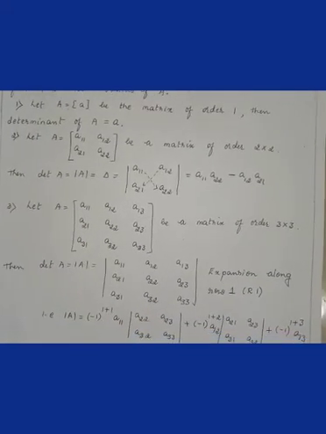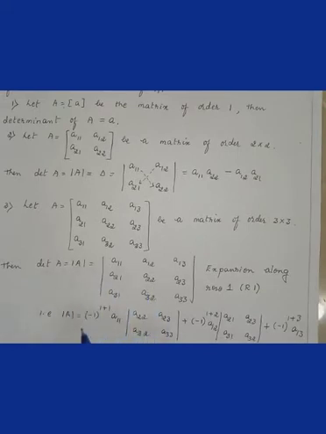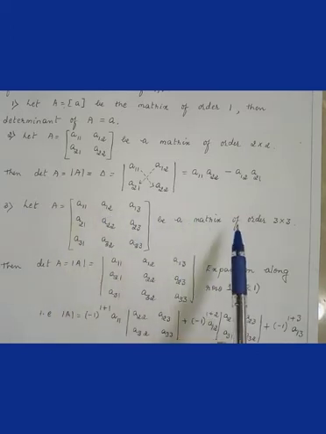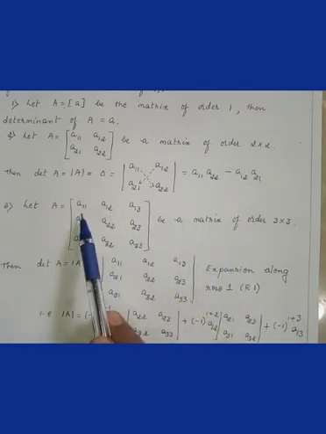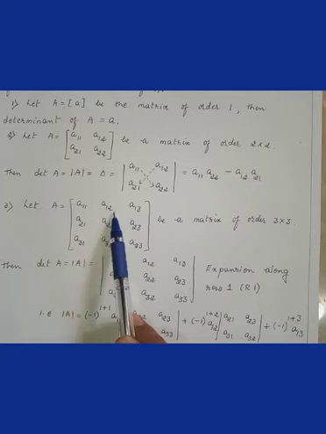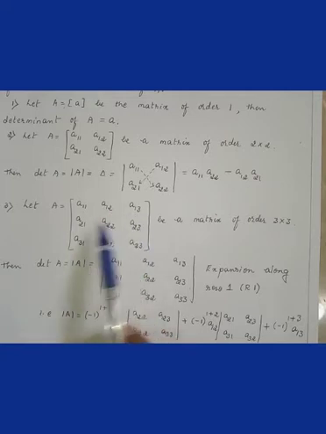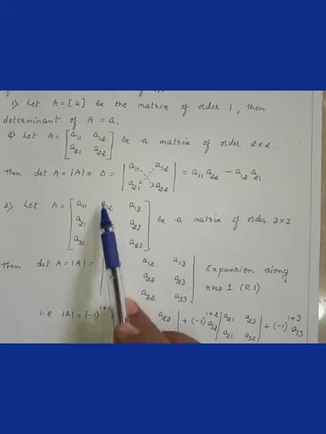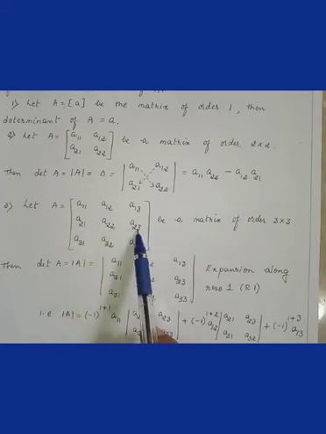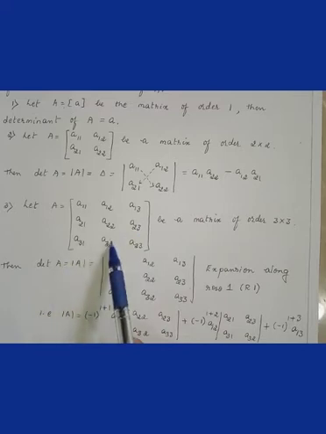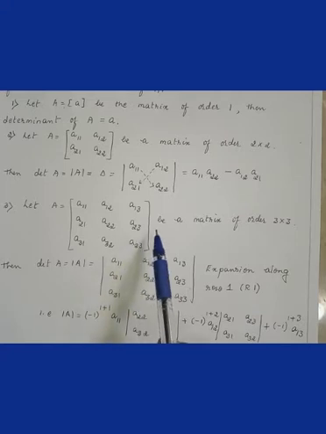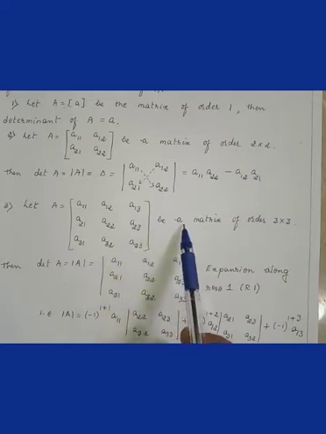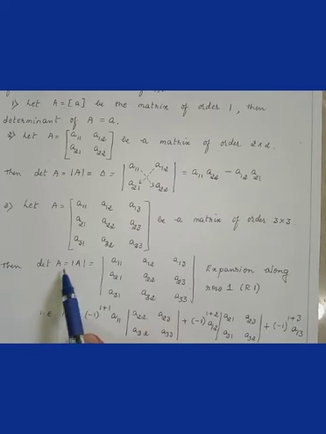Next, 3 by 3 matrix. Suppose A is a square matrix of order 3 by 3. The entries I'll consider here are A11, A12, A13, A21, A22, that is, this entry lies in the second row, second column, A22, A23, A31, A32 and A33. So this is a square matrix of order 3 by 3, and you have to find the determinant of A.